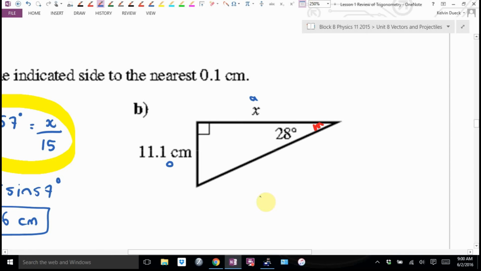Tan. What always goes next to the trig function? The angle, equals 11.1 over x. What's the difference between B, example, and A, example, where the x is? X is on the bottom. These are the only 2 possibilities you're going to get if you're finding a side. When x is on the bottom, what happens? How do you get the x by itself? We can't solve with x on the bottom.